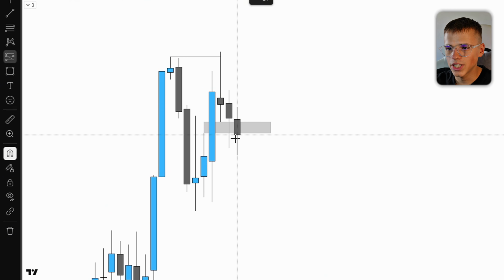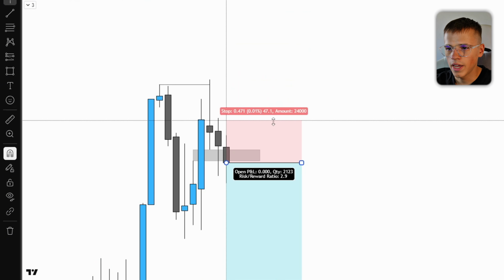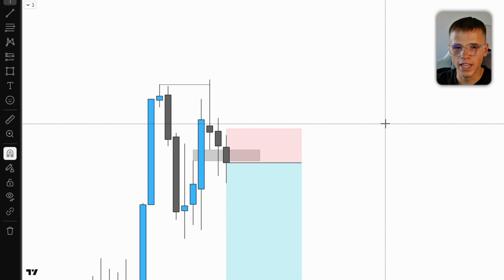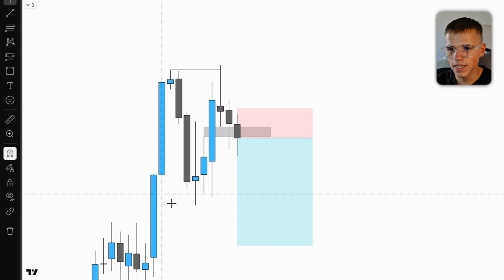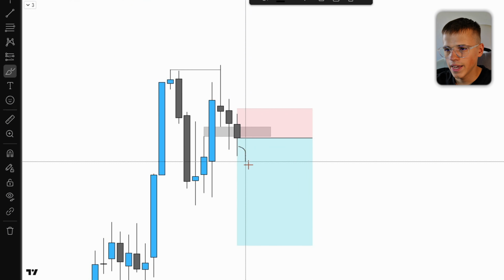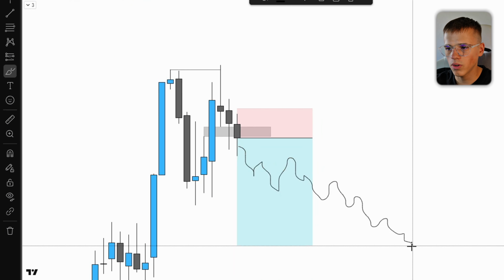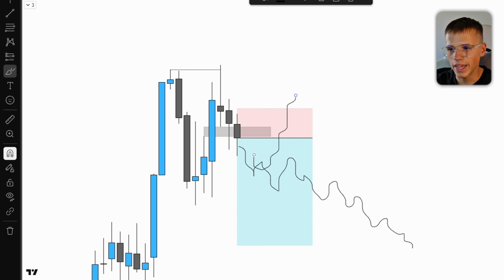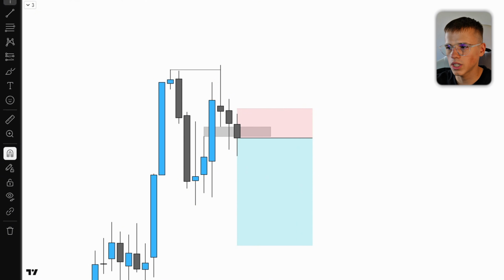So if we enter a trade right here and put our stop loss either like this or somewhere above, it doesn't matter because this is not a good setup. This setup is either going to slowly go to the downside, or it is just going to fail. And that is literally why candlesticks are so important in the market.